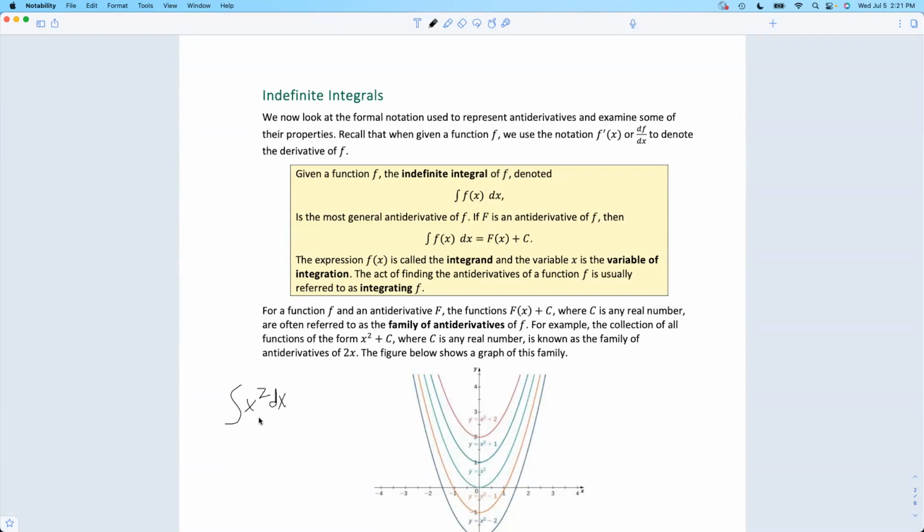And in this case, the antiderivative of x squared, we'll get to that in a minute. I'm just showing you notation. Okay, that's a good place to stop there.